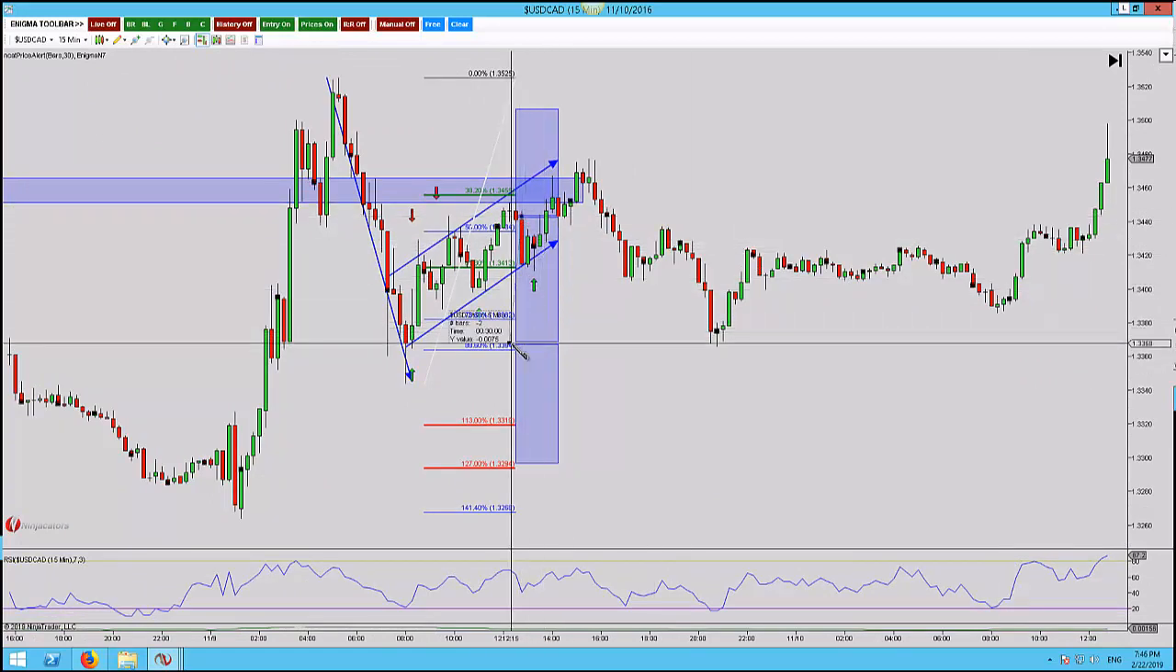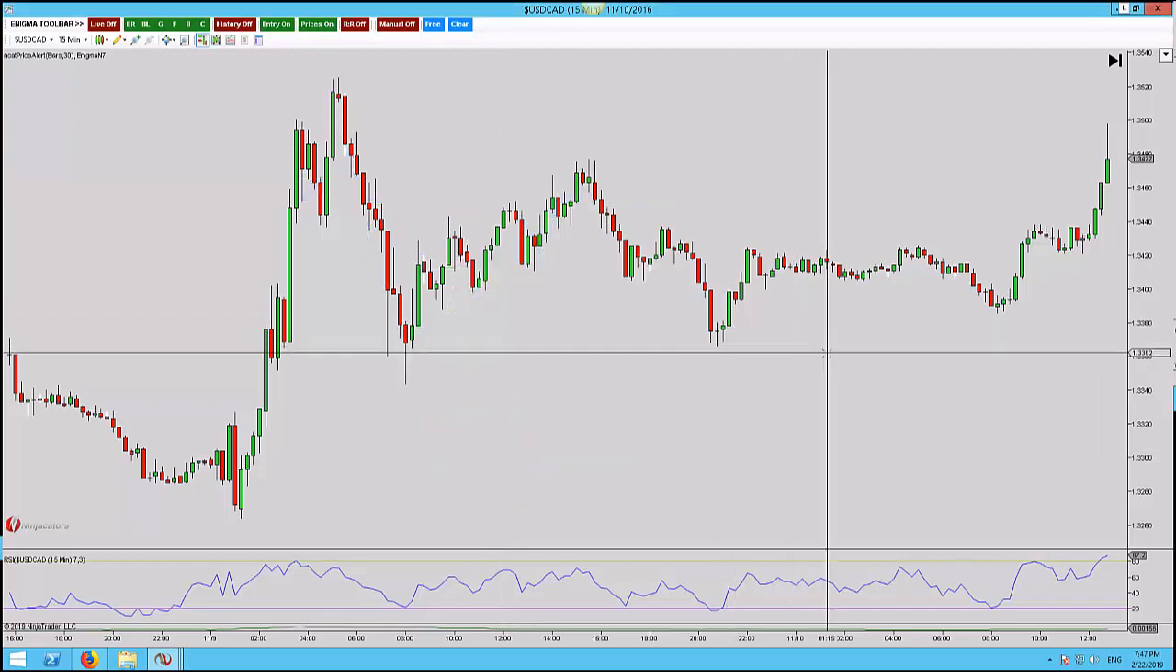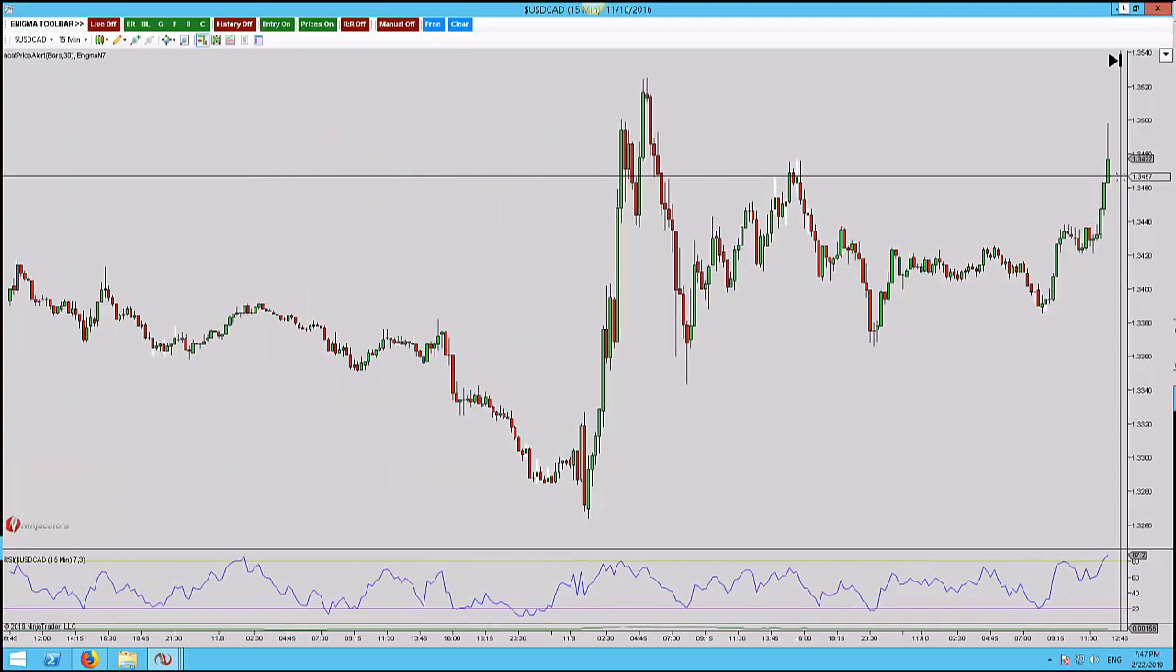So target 1s were 75 pips, we bank half, so plus 37. 2 for 2, eh? I did this a few weeks ago and I got 7 winners in a row. I did a video on it.